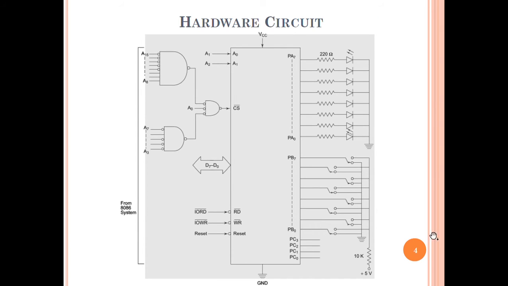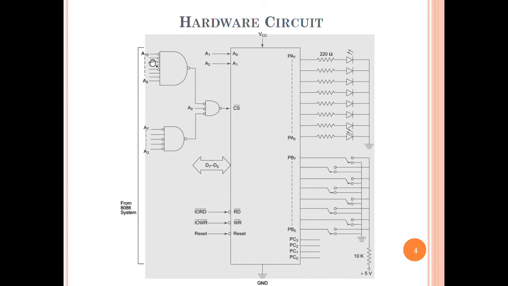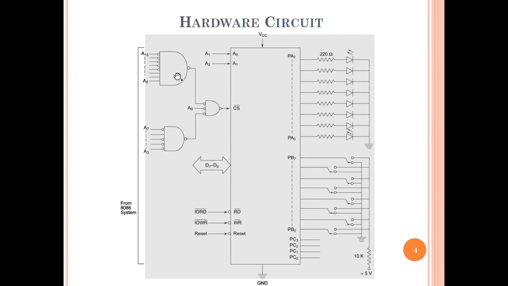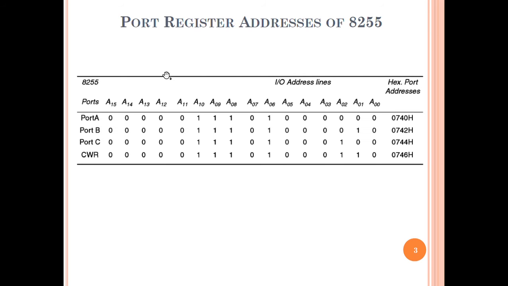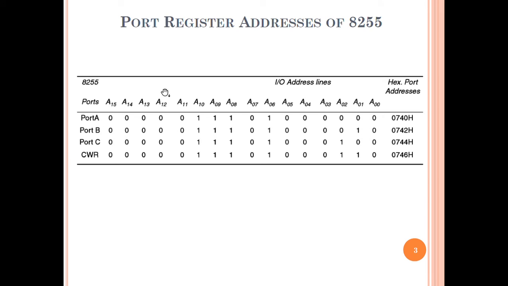Now this is the hardware circuit. Since our address is 0740H, here we have drawn the lines. For bits A15 to A11 it is 0, therefore we need bubbles. Then 3 ones, therefore 3 straight lines. And then again 1 bubble, 1 straight line, then 3 bubbles.